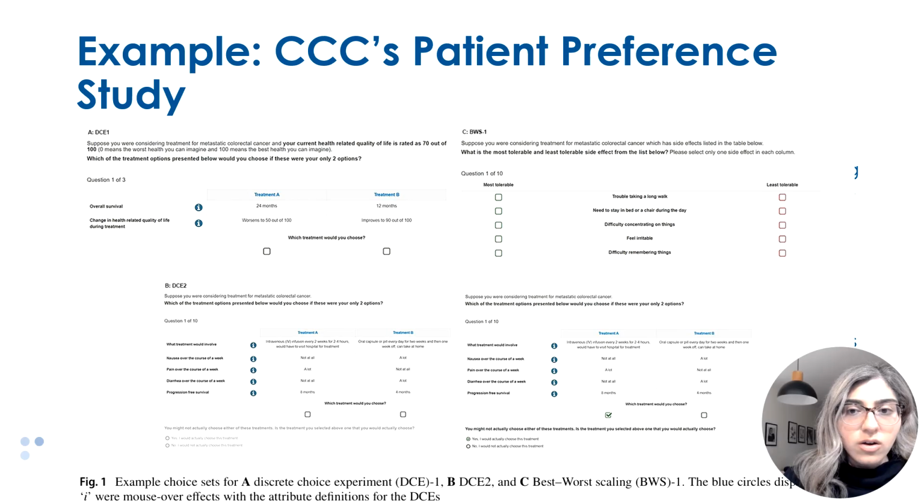So you can see an example of the discrete choice experiment and the best and worst scaling survey here. And then what we found was interesting. From the 127 participants with MCRC who completed the full survey, patients valued overall survival and quality of life almost equally and preferred longer progression-free survival and fewer side effects, and showed a lower preference for oral pills compared with IV infusions. And then the least tolerable side effects were needing help with eating, dressing, and washing yourself, or using the toilet, vomiting, and pain. So those were some of the key results that we found from this patient preference study.